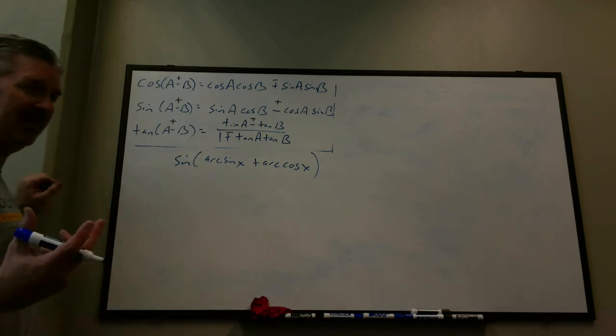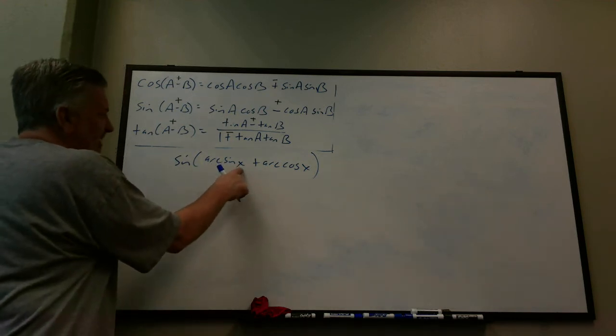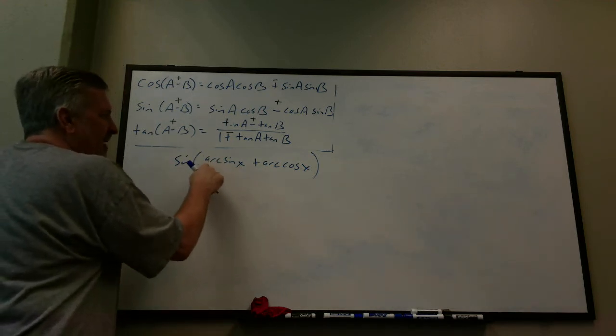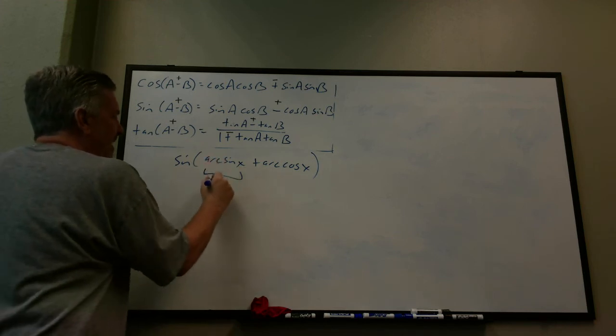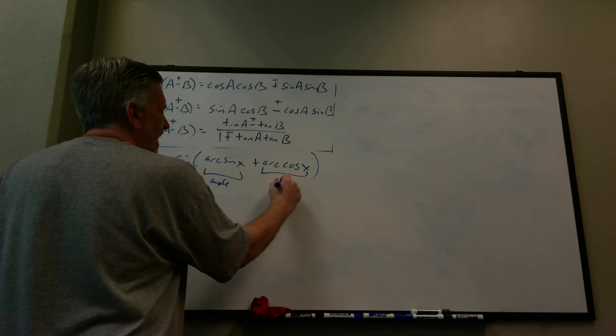Now x is going to be in there, but not the trig function. We don't want the trig function. Now let's think about what we're doing here. So x is a number. Now how do I know x is some number? Because you take arc sine of a number, and that gives you an angle. You take arc cosine of a number, and that gives you an angle.